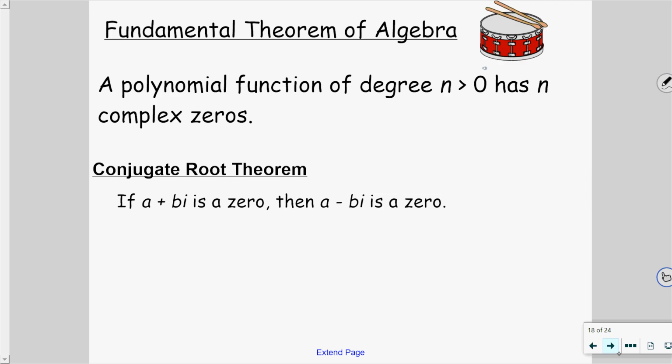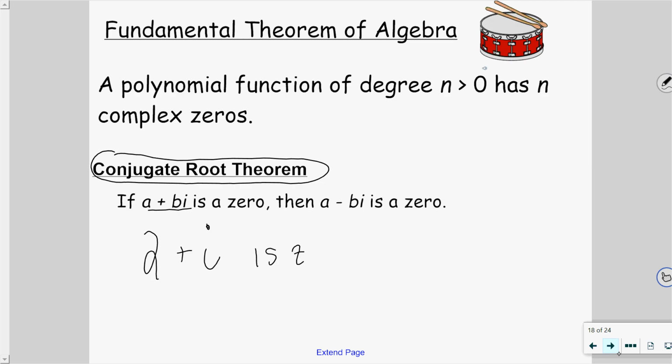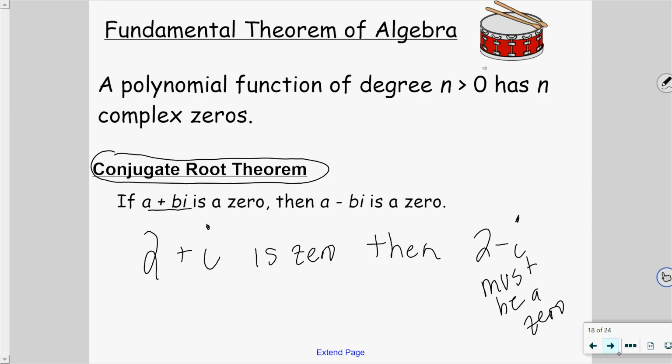All right, so here's the benefit of having the i's and the zeros. It's called the conjugate root theorem. That means if a plus bi, something like what we just had, 2 plus i, is a zero, then 2 minus i must be a zero. So it's kind of like a 2-for-1 deal. If one of them works, the other one automatically has to work.